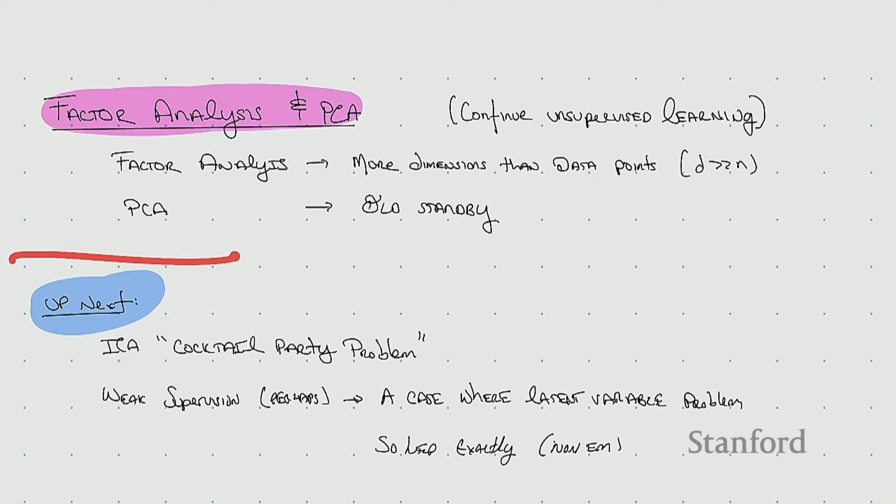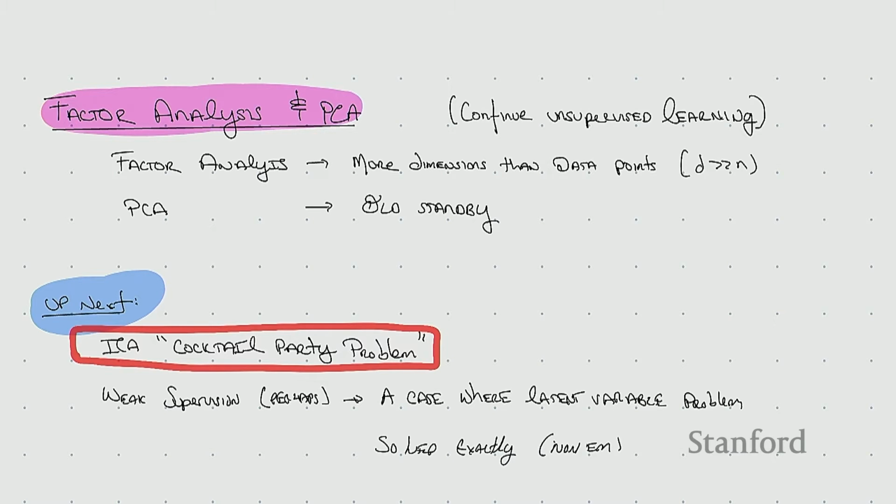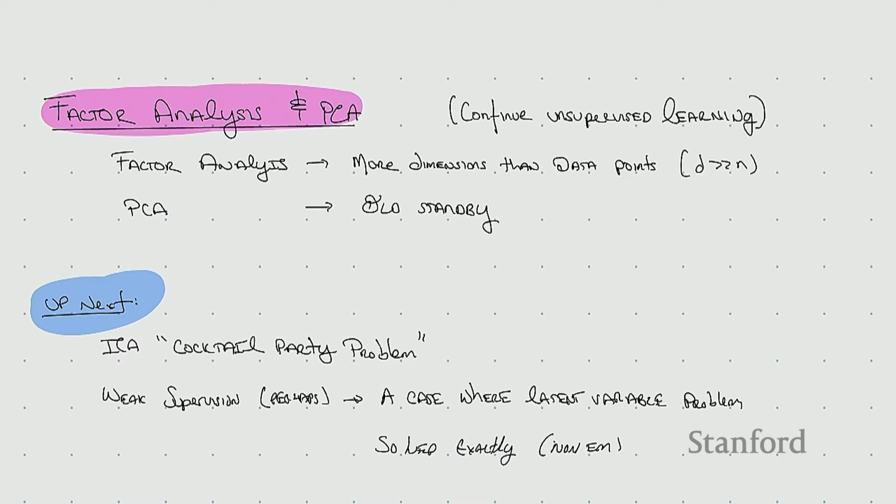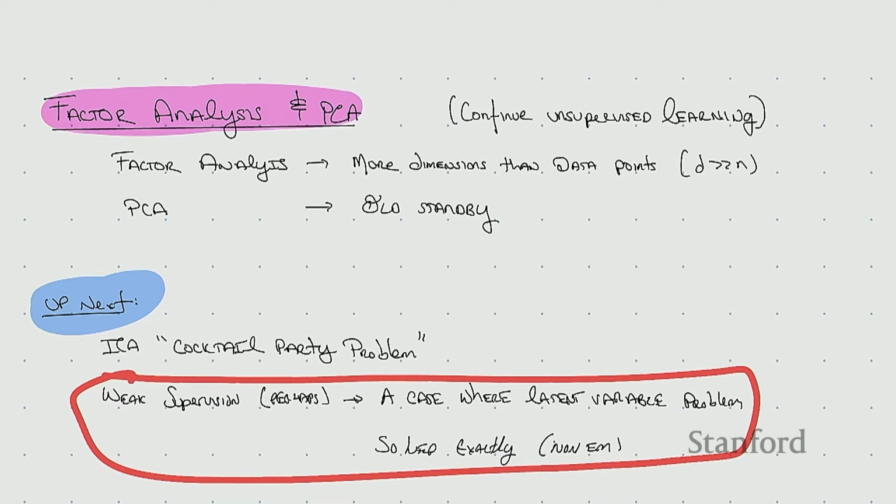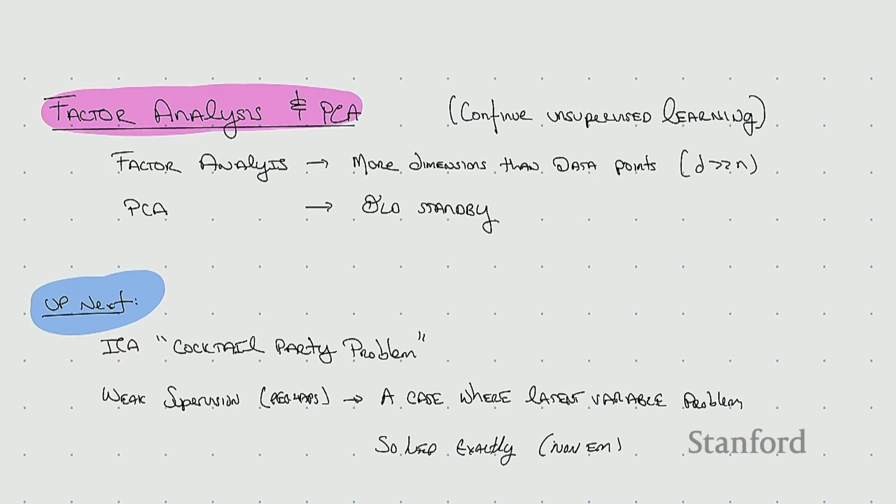Just to give you a sense of where we are in the course, up next for us will be this problem called ICA, which will be great. That's going to be in your homework. It's always one of people's favorite homework problems. This is the cocktail party problem, which we'll go through. And if we have time, I'm not sure we will, we'll go through something called weak supervision, which is a setup that looks just like EM, this expectation maximization setting, except we can solve the underlying problem exactly.